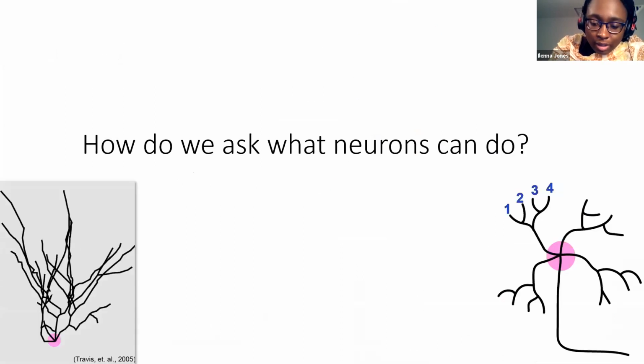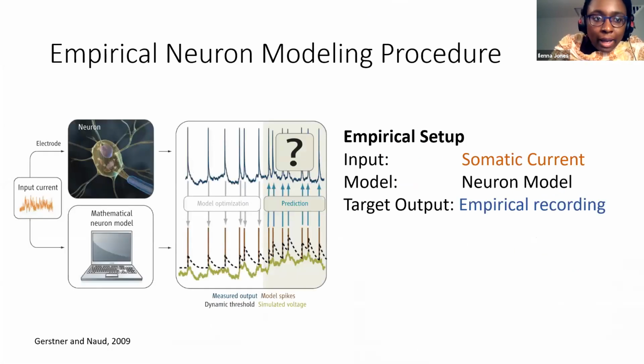So how do we ask what neurons can do? A traditional way is the empirical neuron modeling procedure. It's a very common, typical procedure, where you would take an input current that you know, input that current to a real neuron and record its empirical output. Then you take that same input current, put it into a mathematical neuron model of your choice, and observe what the output is. What you want is for the output to match the original empirical recording.